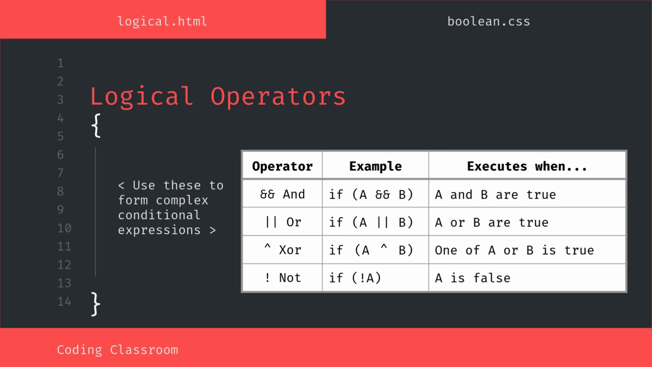Example, XOR. This checks if one of the conditions is true, but not both. If both conditions are true, it won't execute. Not. This operator reverses a condition. If the condition is false, the operator makes it true, and vice versa.